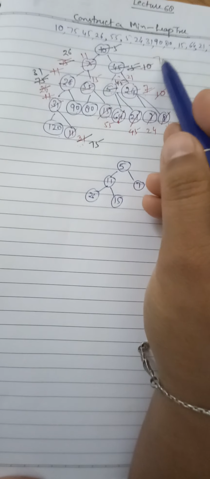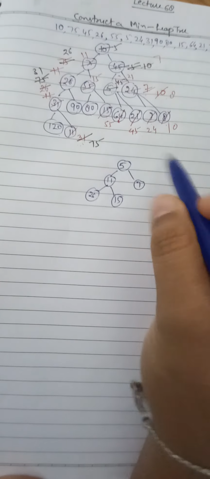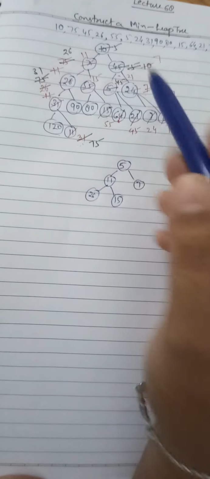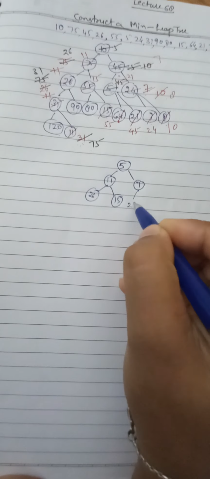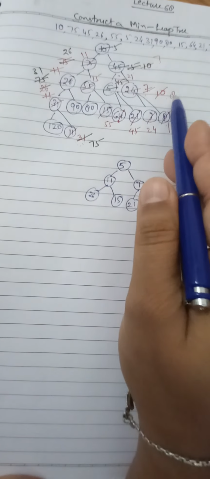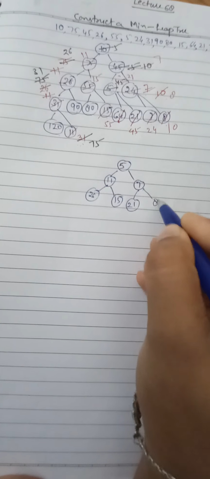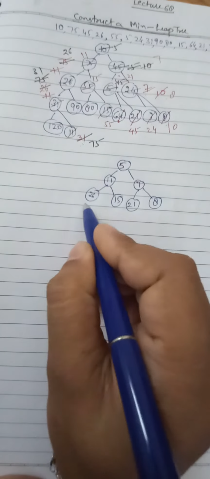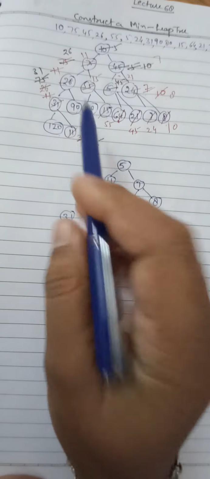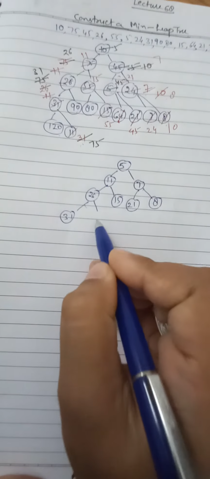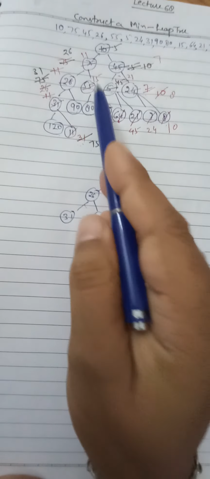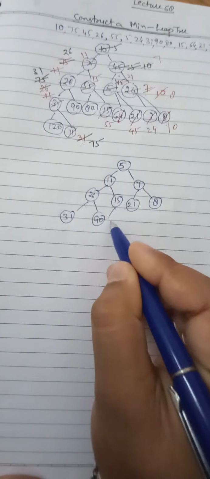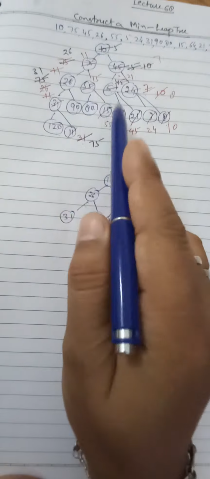Now what value at this one? 7, 7 is over. At this one 21, so we'll write here 21. And this node, what value we have? 8, so we'll write here 8. And after that, at this node, what value we have at the end? 31, so we'll write here 31. And at this node, 90. At this node, what we have? 80. And this node, what we have? 55.